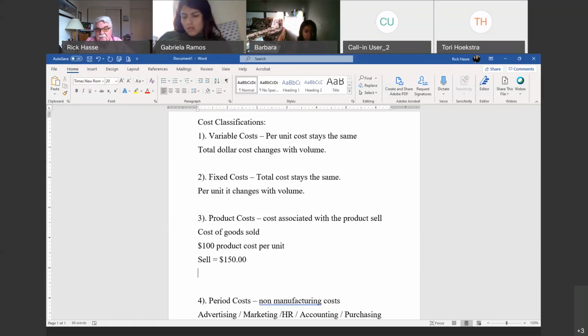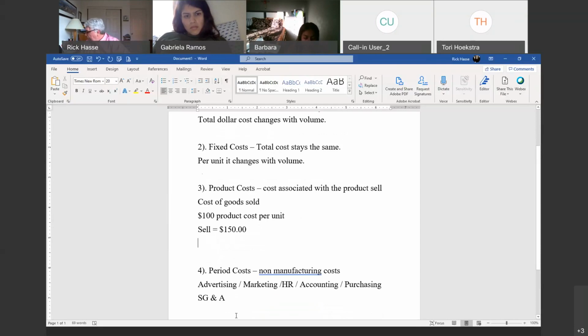I'm marking it up 50% over my product cost. My product cost is $100. 50% of $100 is $50. I'm going to sell it for $150. That $150, if I sell that product to my customers, will cover the $100 product cost. Hopefully, and we'll look at this later, it will cover my SG&A costs and then make me a little profit.